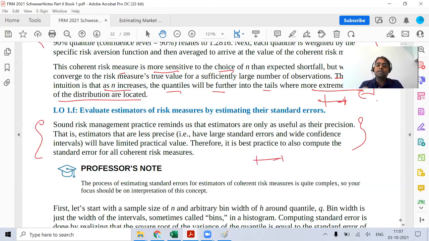I'm taking a quick pause. Read this paragraph, and I hope you have been able to understand the concept that I was talking about.